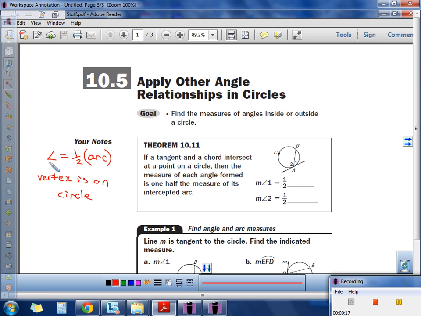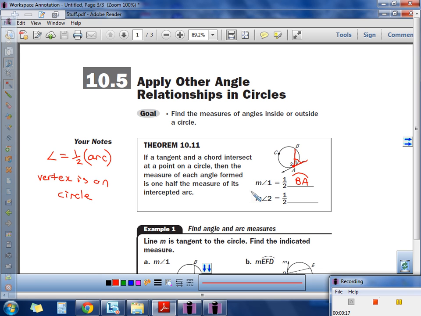Angle's half the arc. So angle 1 right here, the vertex is on the circle. You can see that. And this angle 1 intercepts this portion of the arc. What two letters of the alphabet do we hit there? B and A. So it hits arc BA. So whatever that arc is, half of that arc is going to give me that angle measurement.